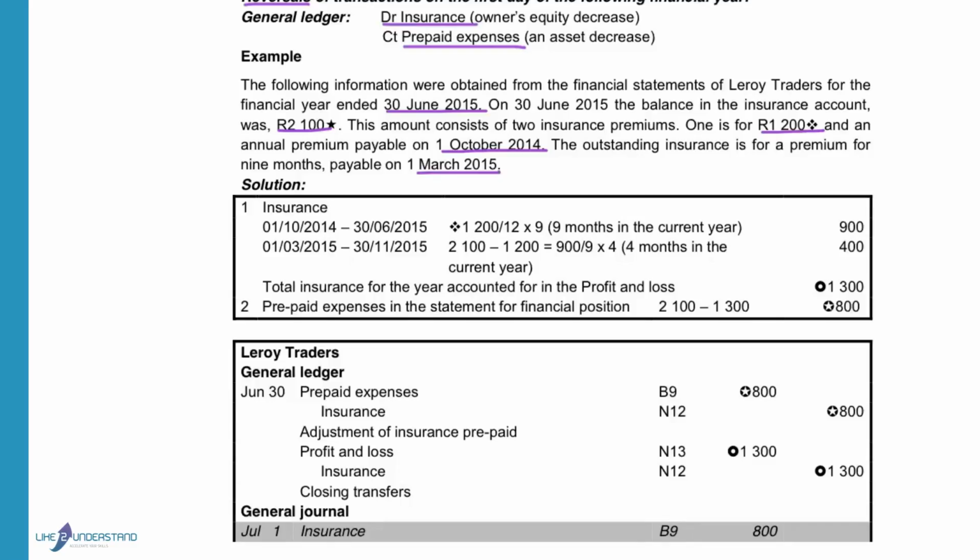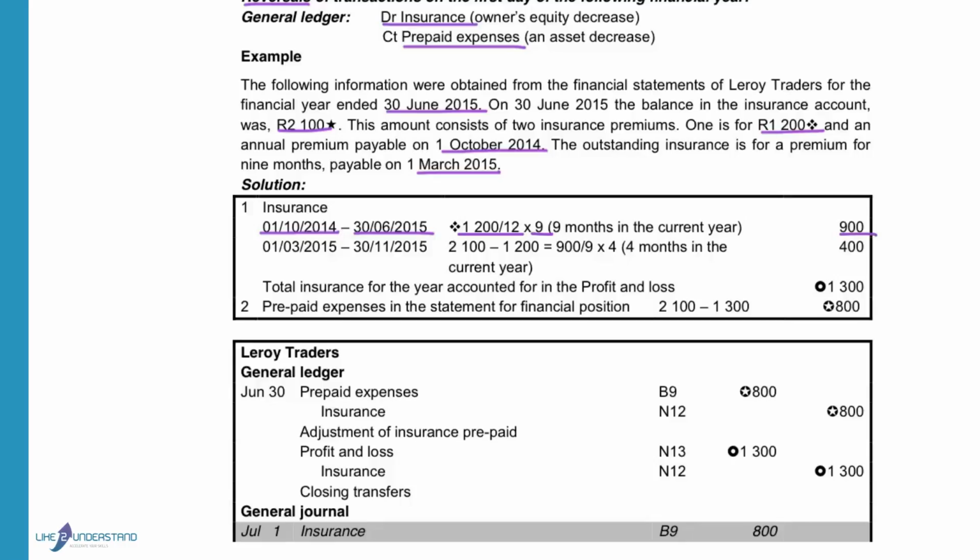If we look at the first payment, we paid it on the 1st of October, and it was for 9 months, so it goes on until the 30th of June 2015. 9 months is in the current year, so the 1,200 will be divided by 12 to work out the amount per month, and then the 100 will be multiplied by 9 months that's in the current year, so it means 900 Rand is part of the expense for the current year.